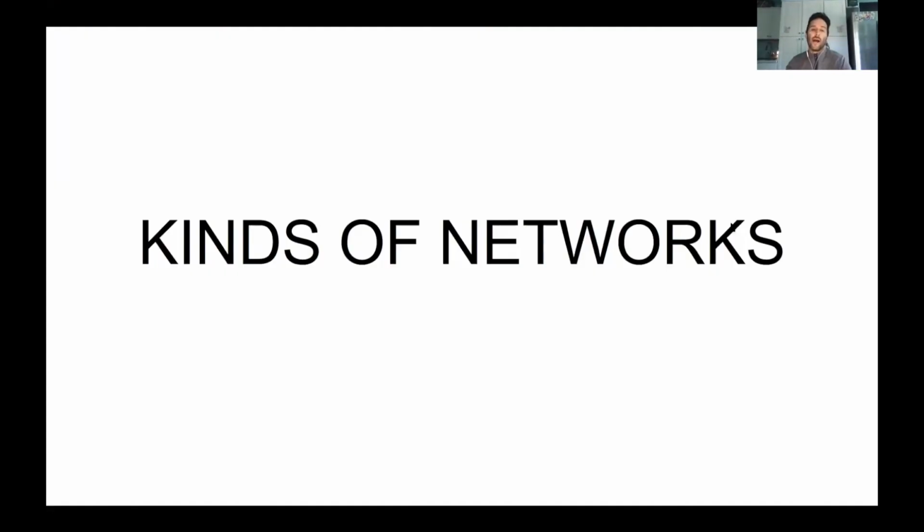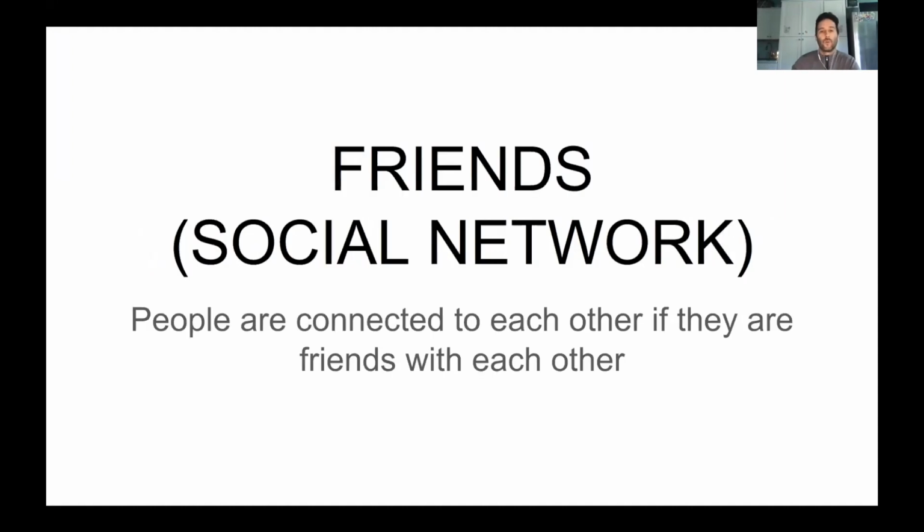So what are some kinds of networks? Well, we've already talked about what we call social networks. Social networks are networks where people are connected to each other for some reason or another. You are connected to your friends. People who work with each other are connected if they work on the same project together. People who write a book together are connected to each other. These are all sorts of different ways that we can build social networks.